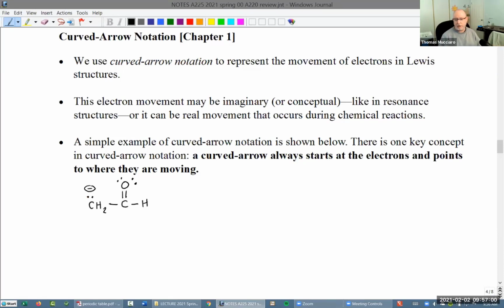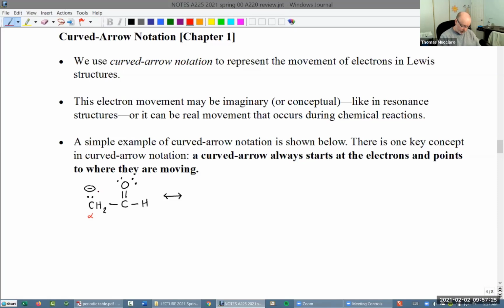So this is actually a structure that we're going to be making in a later chapter this semester, okay? It's a structure where we have a C double bond O carbon, and then directly next to it, on what we call an alpha carbon, there is a negative charge. It turns out that this structure is possible because of resonance. And the resonance works like this.